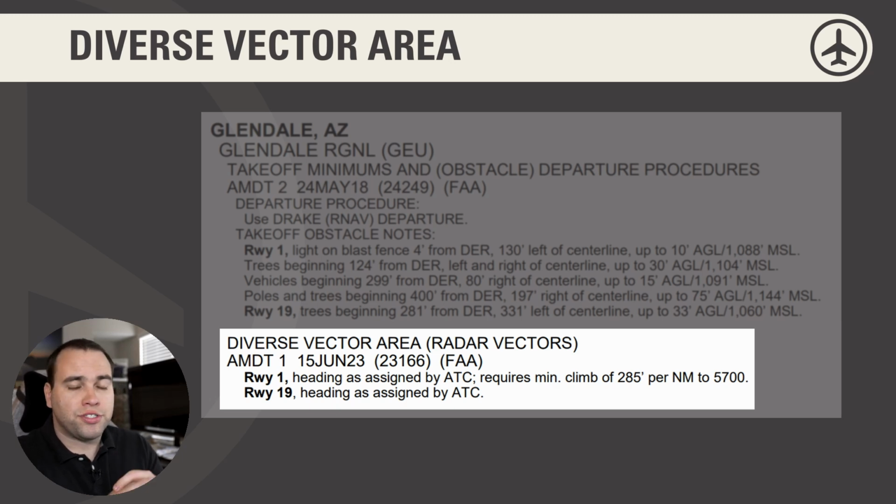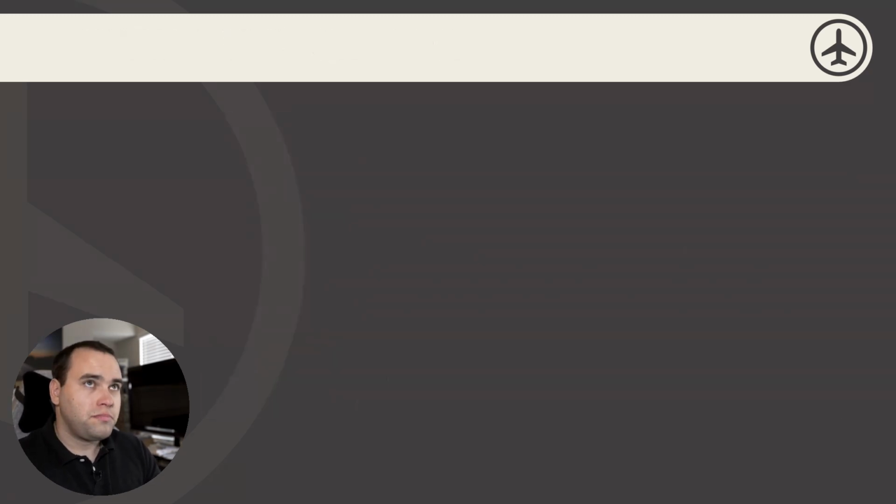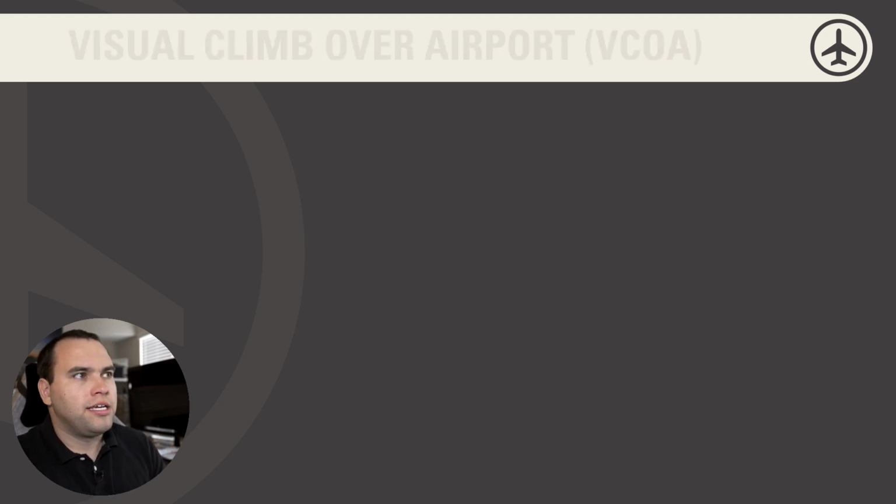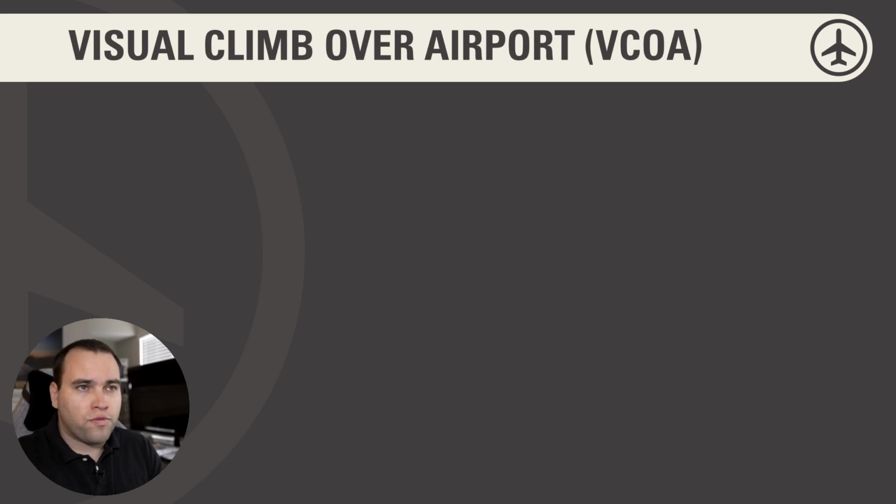So very simply, we just fly the heading that ATC gives us once we take off from either one of those runways. Pretty straightforward. So that is 3 options. We got the SIDs, ODPs, and diverse departure. There's one more option, not very popular, but I want you to be aware that it does exist. It's something called a visual climb over an airport, or a VCOA.